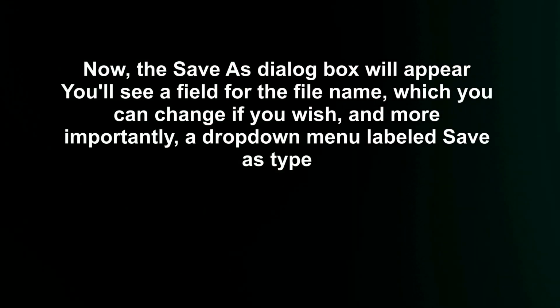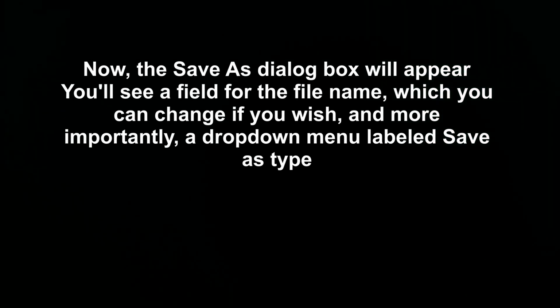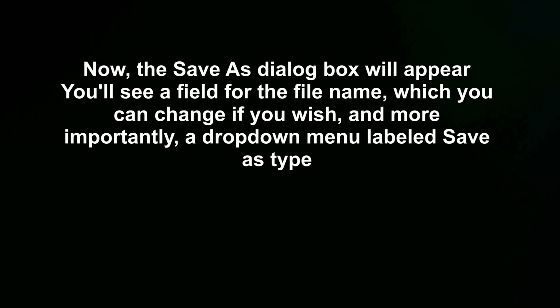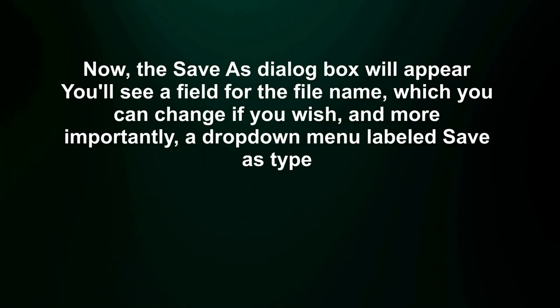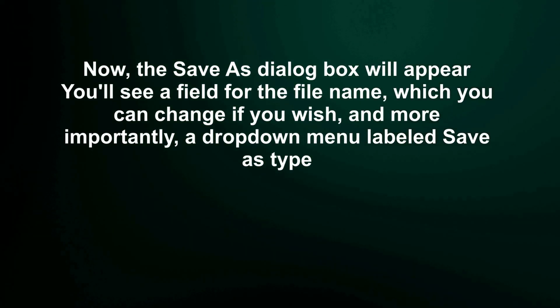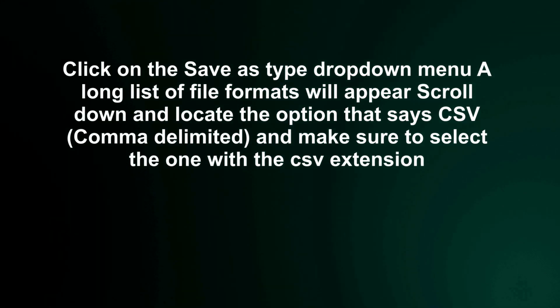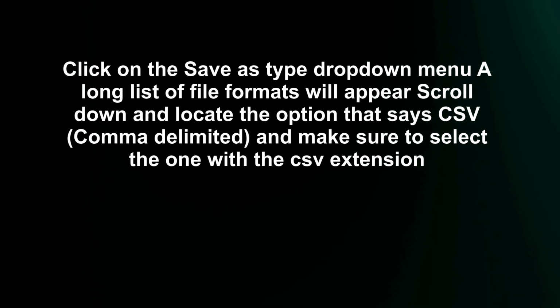Now, the Save As dialog box will appear. You'll see a field for the file name, which you can change if you wish, and more importantly, a drop-down menu labeled Save As Type. Click on the Save As Type drop-down menu. A long list of file formats will appear.